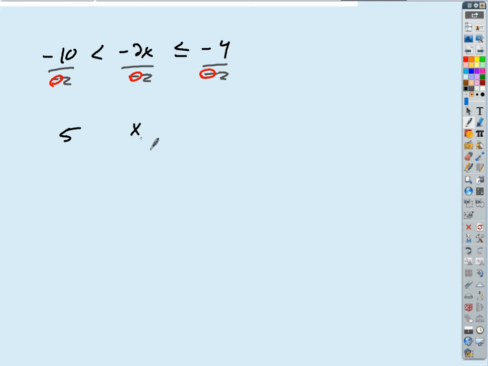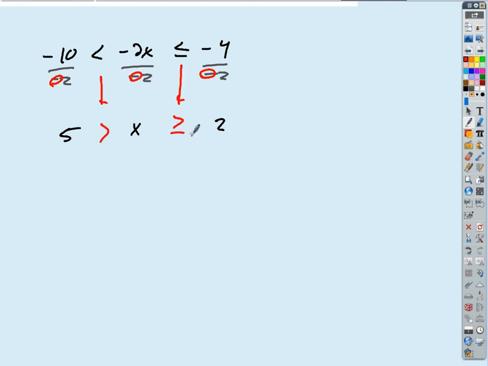So what if I start off with -10 on the left, -2x, and -4. So -2x is greater than -10 and less than or equal to -4. What's the one step I got to do to isolate x? Okay, good. Divide everything by -2. Red flag. So that's gonna give me 5, 5, good. Here I'm gonna get an x, here I'm gonna get 2. What do I need to do? Flip the signs.